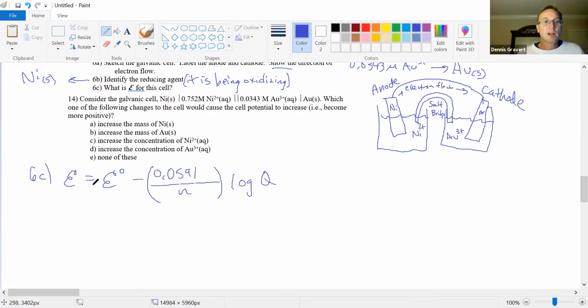All right, so what do we know? We need to find this. So let's go after this one first. So go find nickel going to 2+, and then it'll be written backwards. Gold going to gold 3+.